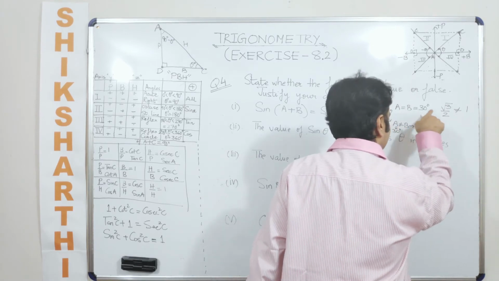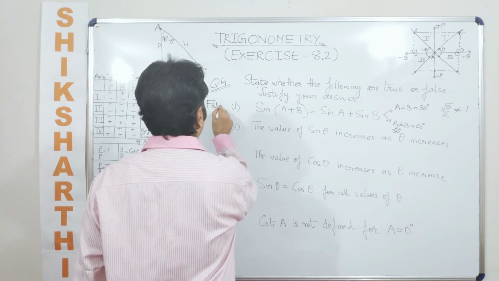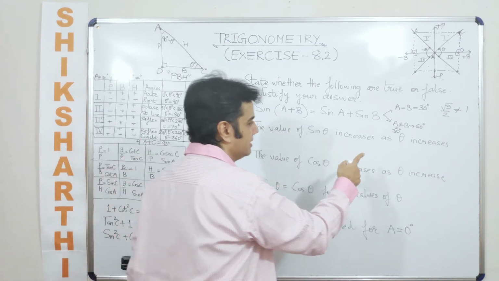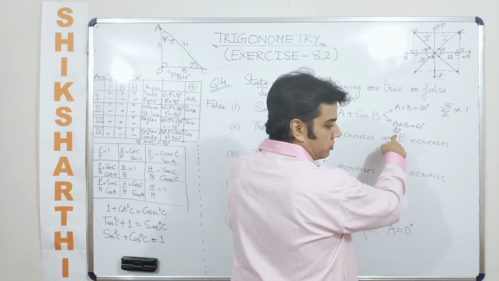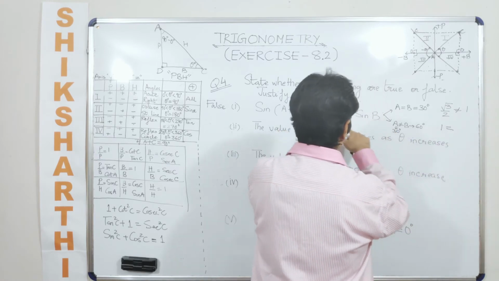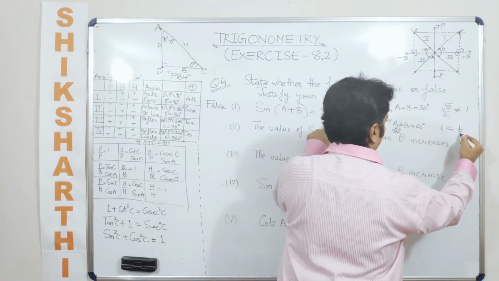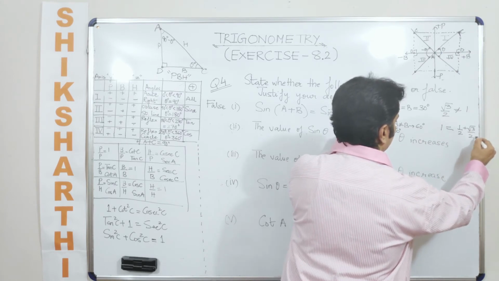So this example itself is sufficient, and you can say the answer is false. Though just to complete this, we can say a + b in the second case becomes how much? 90. So sin 90 is how much? 1. Is this equal to sin 30, which is 1 by 2, and sin 60, which is root 3 by 2? No, it is not equal.